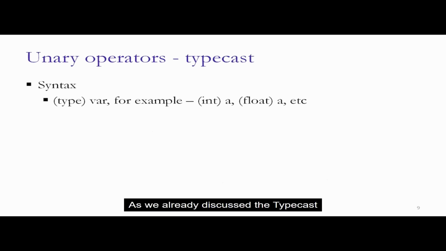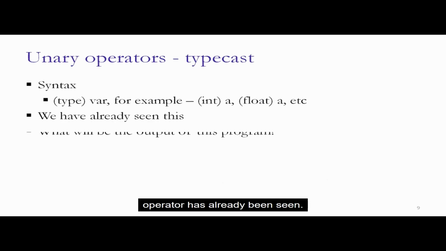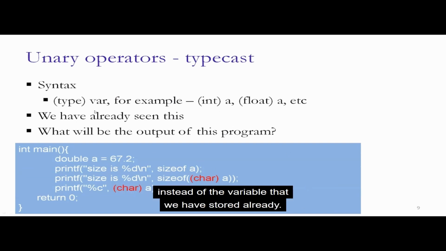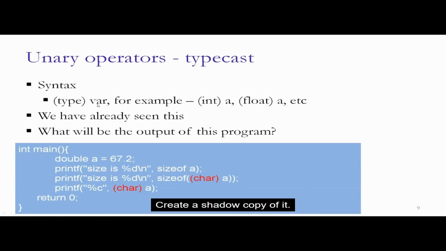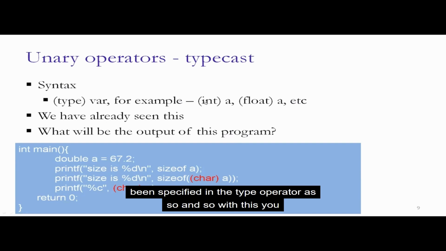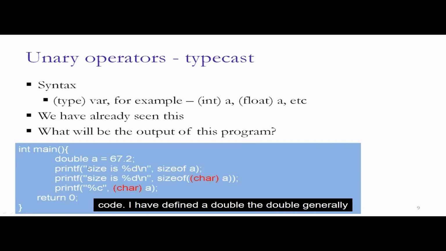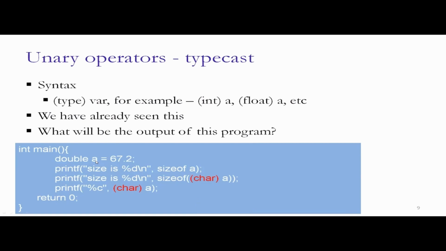As we already discussed, the typecast operator has already been seen, and the typecast operator essentially says instead of the variable that we have stored already, create a shadow copy of it in a box of the type that has been specified in the type operator. And so with this, for example, in this piece of code, I have defined a double. The double generally is of size 64 bits, so 64 bits is 8 bytes.